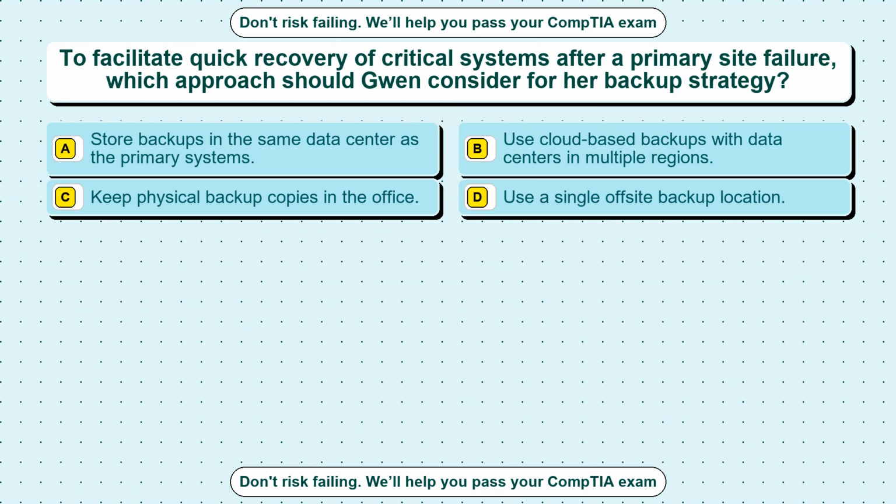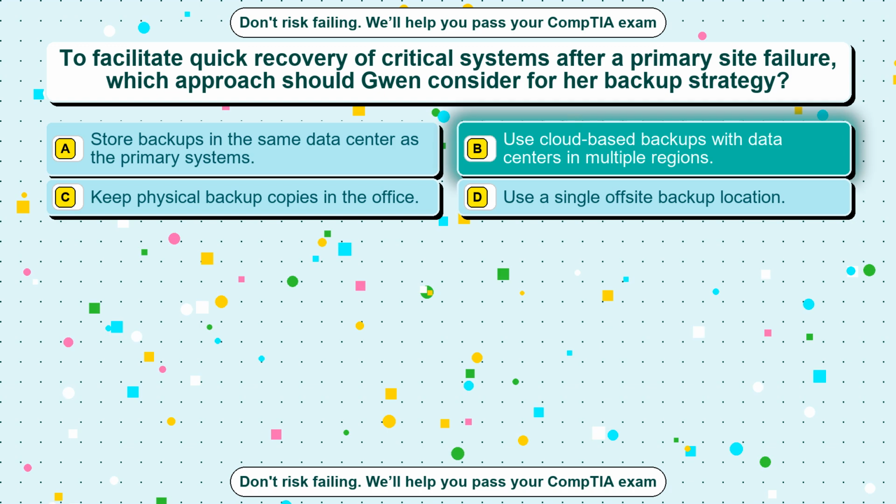Question 20. To facilitate quick recovery of critical systems after a primary site failure, which approach should Gwen consider for her backup strategy? Option A. Store backups in the same data center as the primary systems. Option B. Use cloud-based backups with data centers in multiple regions. Option C. Keep physical backup copies in the office. Option D. Use a single off-site backup location.